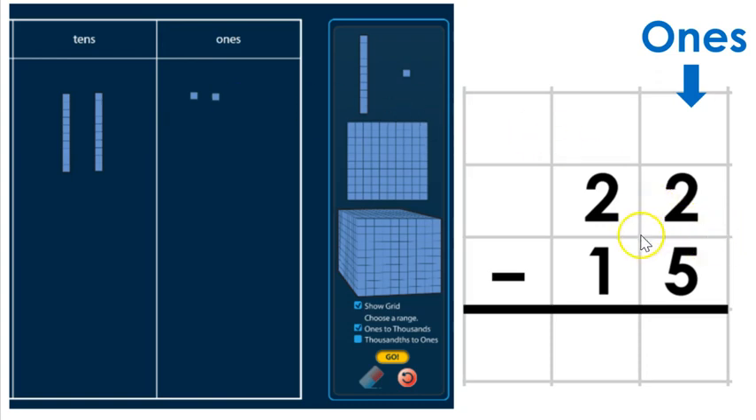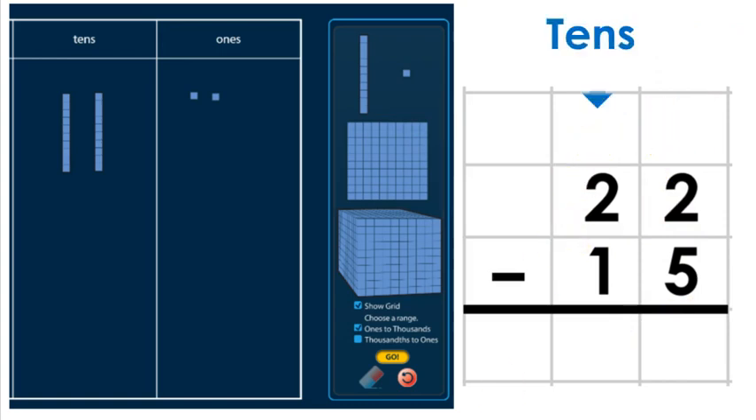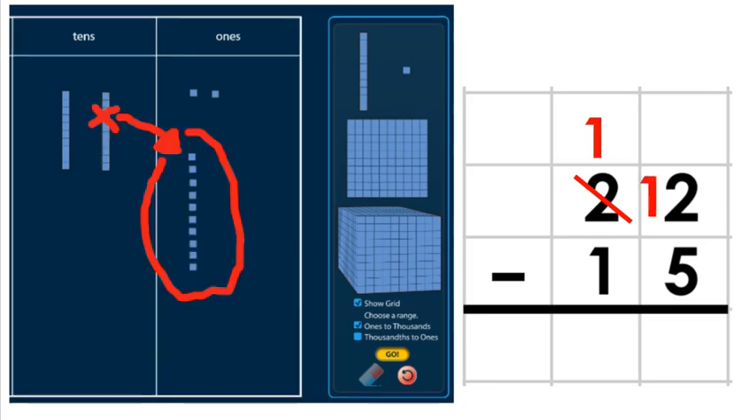So we say when there's more on the floor, you go next door. So I have to go over to my tens column and borrow one. So my 2 tens are now 1 ten, and I move one over to my ones, like this. Break it apart into my ones. Now I have 12 ones, and I can subtract 5.